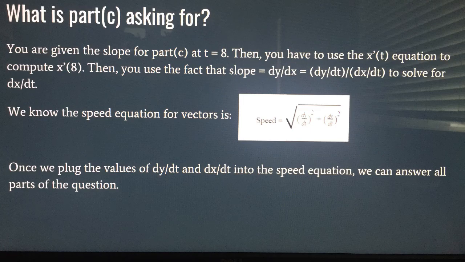We know that the speed equation for vectors is the square root of dy over dt squared plus dx over dt squared. Once we plug in the values of dy dt and dx dt into our equation, we can answer all parts of this question.